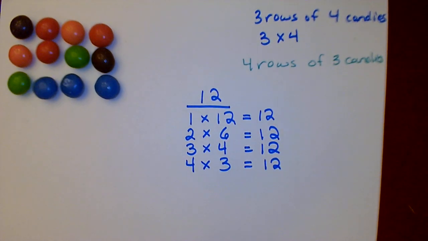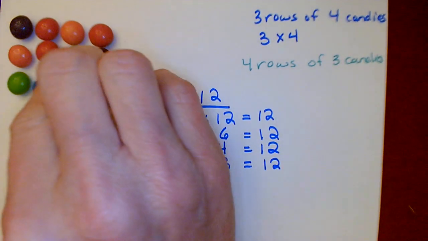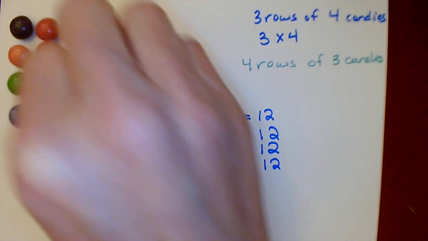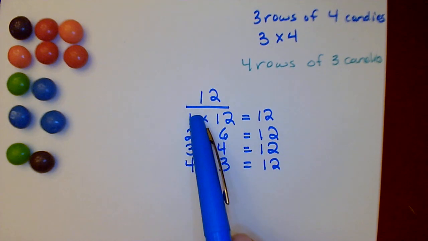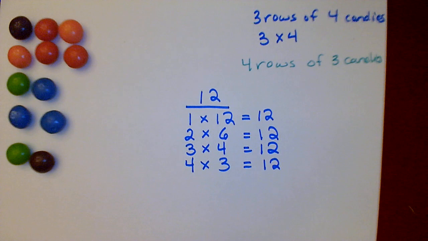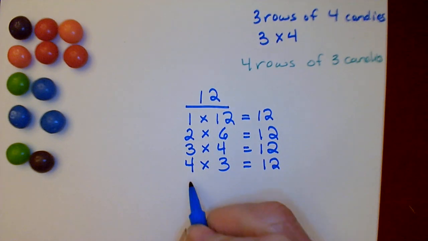Now we tried 5, and 5 did not work. Do you remember that I tried to make them into 5 rows, and it did not work one bit, because it was uneven? Remember? There's 5 rows, but look, 2 of the rows have 3 candies and the other ones have 2. 5 does not work. I can't put it down. What number comes after 5? 6. Look, we're just going in order. 1, 2, 3, 4. Let's try 6.